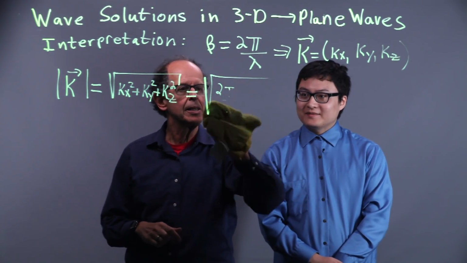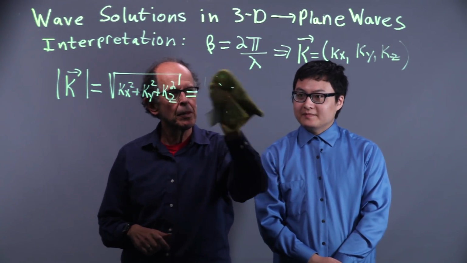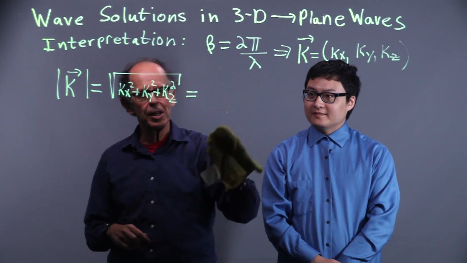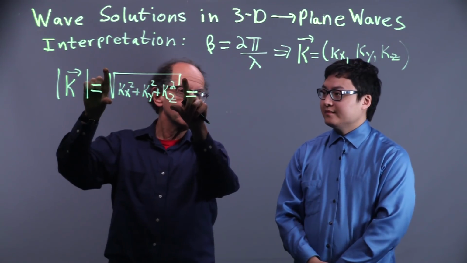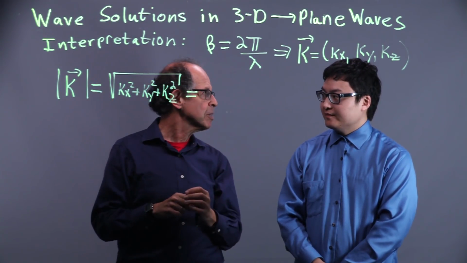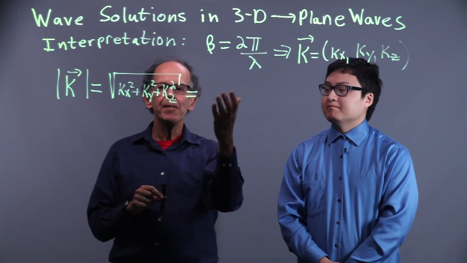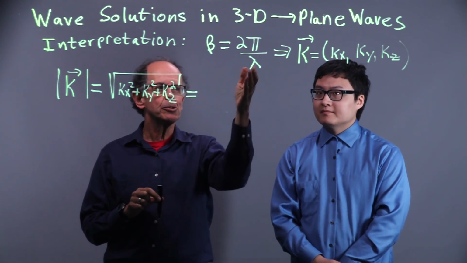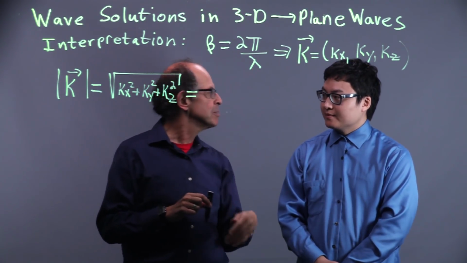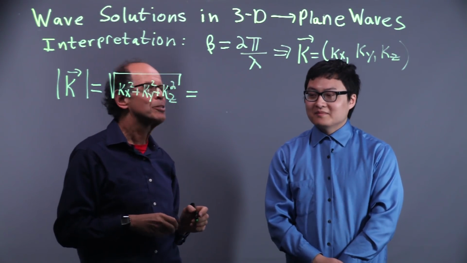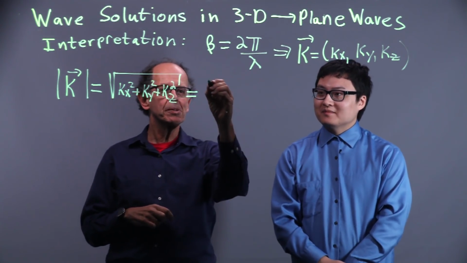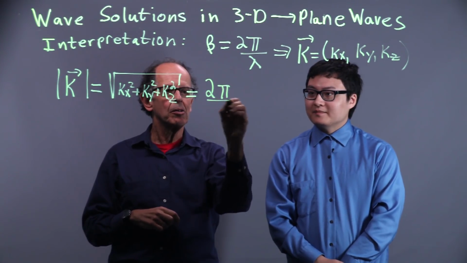Let's just guess that when we take the magnitude, it's still inversely related to the wavelength. And then in our example, we'll show exactly, by counting wave crests, what Kx, Ky and Kz should actually be. Okay, so let's just put that equal to 2 pi over lambda.